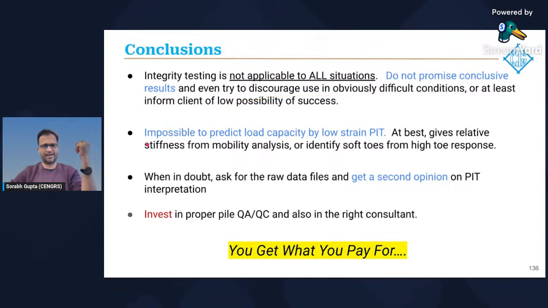It is impossible to predict load capacity, once again. PIT is not meant for predicting pile load capacity. For that, you still have to go for static or dynamic pile load tests.